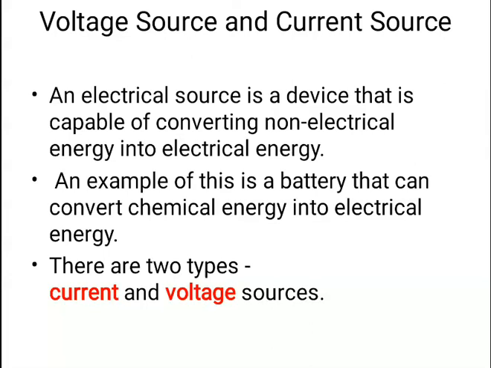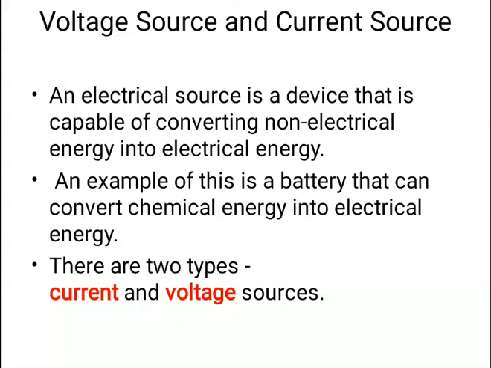Now let us do the next topic, that is voltage source and current source. We have done the three things: resistor, inductors and capacitors, and we have seen the color codes, specifications and applications. Now, what do you mean by a source? A source is nothing but something which provides energy. Here the sources will provide electrical energy.